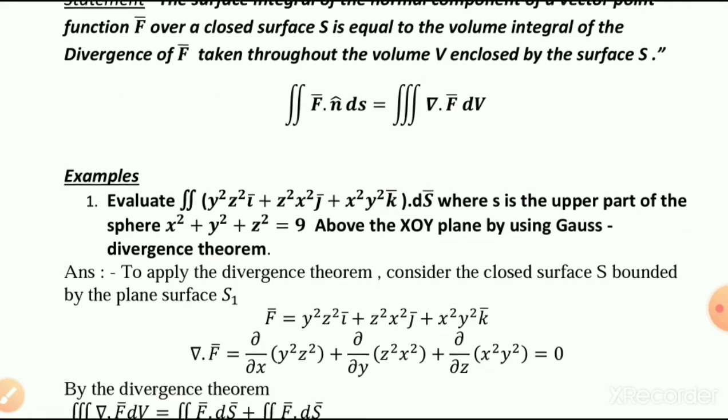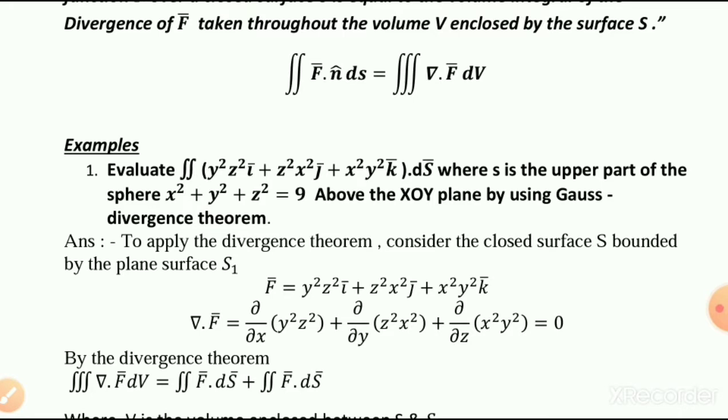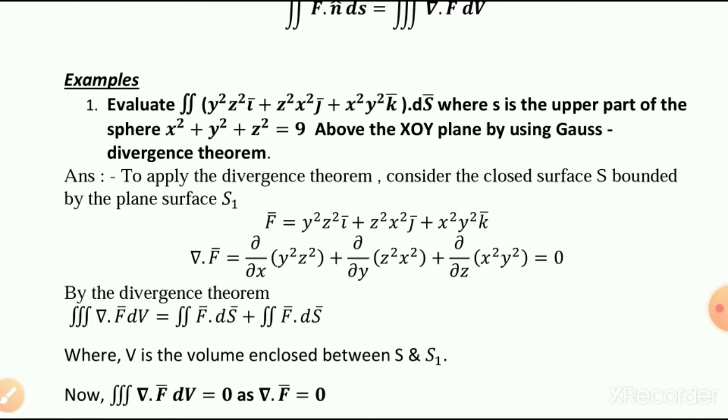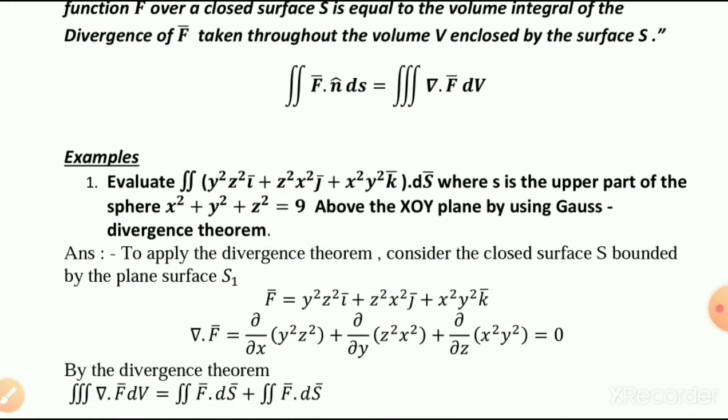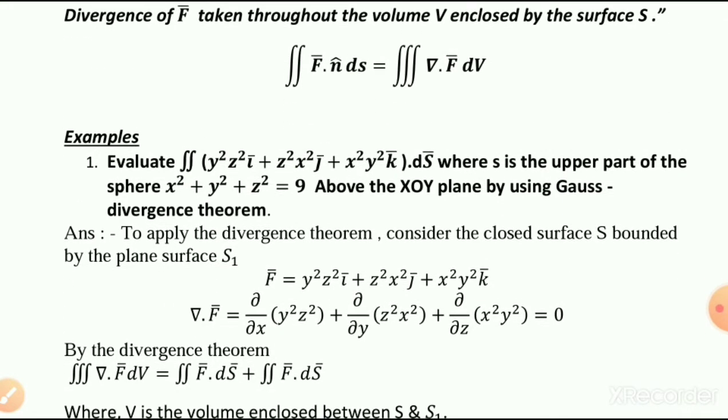Now there will be questions. The first one, which was asked for 5 marks in a previous year: evaluate the double integration of y square z square i bar plus z square x square j bar plus x square y square k bar dS bar, where S is the upper part of the sphere x square plus y square plus z square is equal to 9 above the XOY plane, by using Gauss divergence theorem.